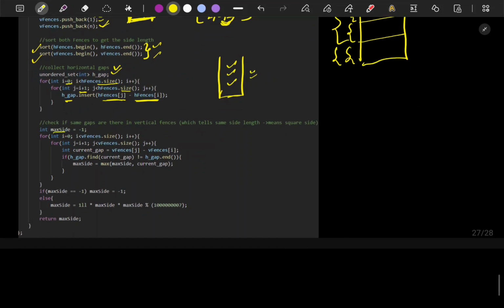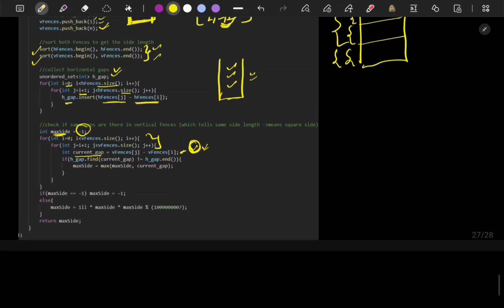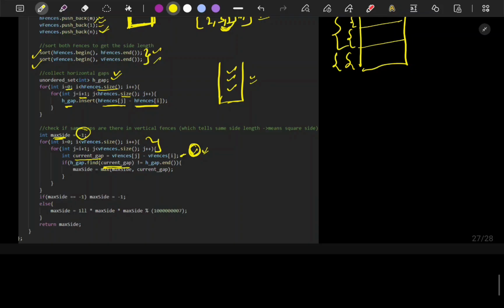In the same way we will take a max side as -1. In the same way we will calculate for vertical fences: what are the possible side lengths from vertical fencing? And we will get the vertical fence length. Then, instead of creating another set, we will just look for that value in our horizontal set, h gap. In this set only we will look if it's there.